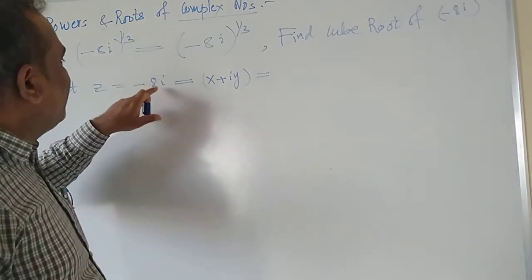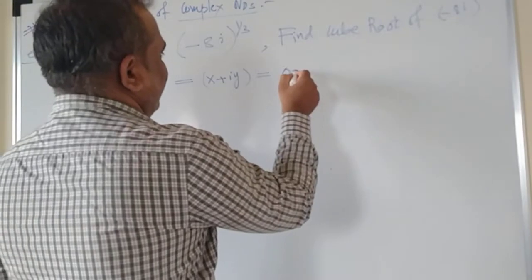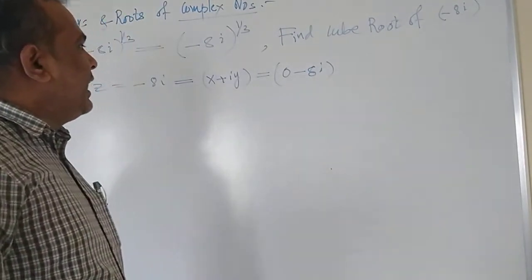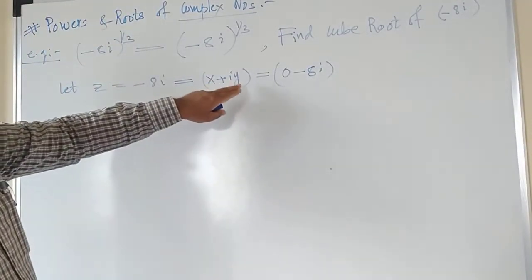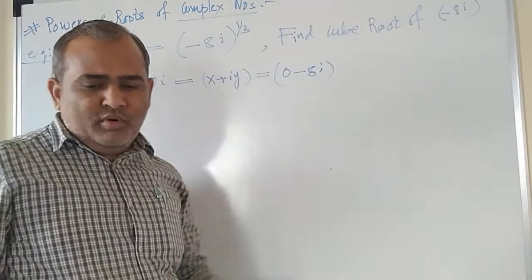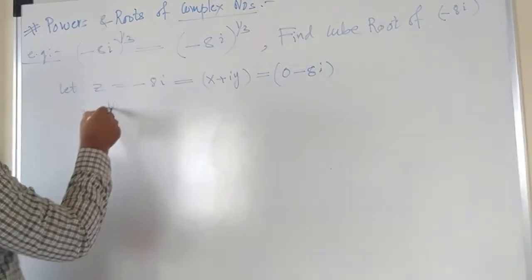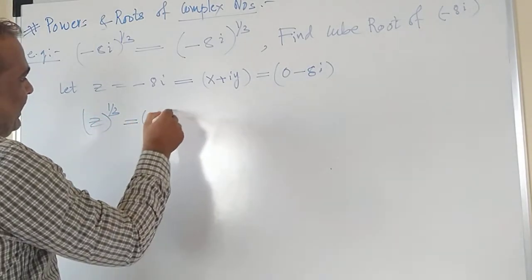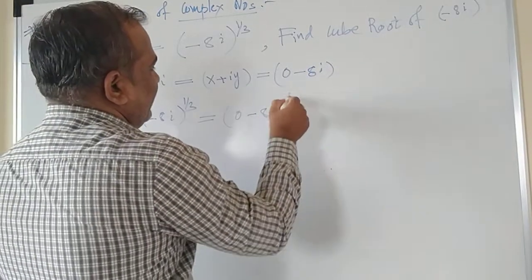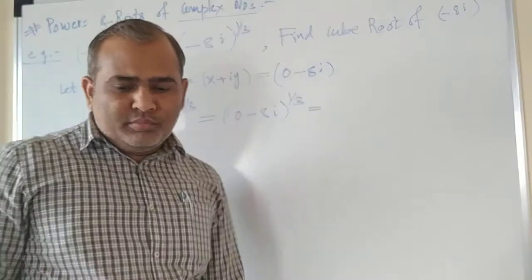So it is minus 8i, it is not in the form of x plus iy. So let me write it in terms of x plus iy. So this I can write as 0 minus 8i. Now the value of x is equal to 0 and the value of y is equal to minus 8. Got it? Now this will become simpler for its cube root. Now you can take its cube root. So z raised to power 1/3 is equal to minus 8i raised to power 1/3, and this is equal to 0 minus 8i raised to power 1/3.